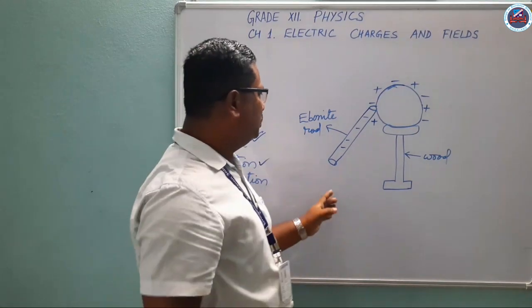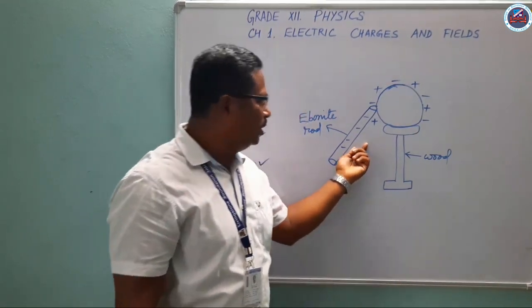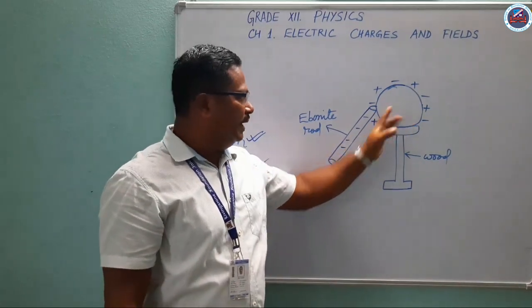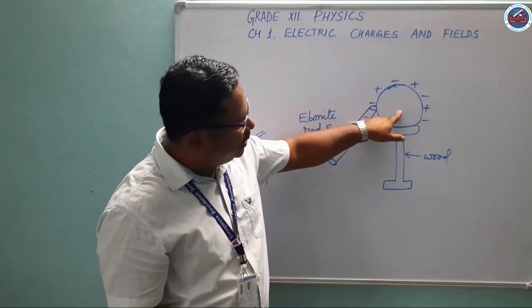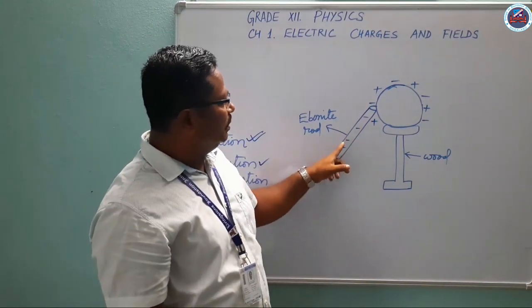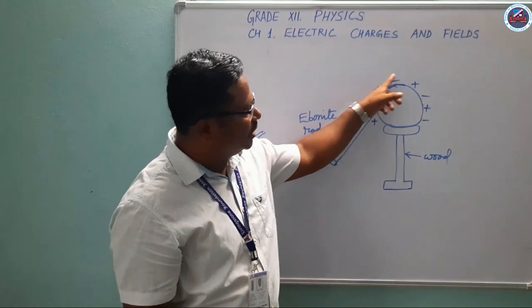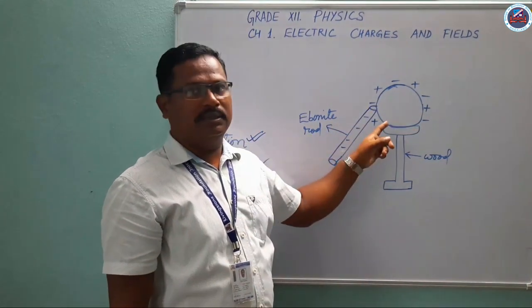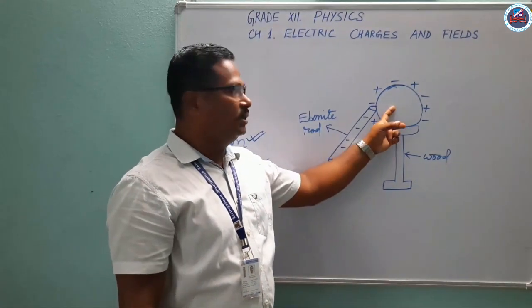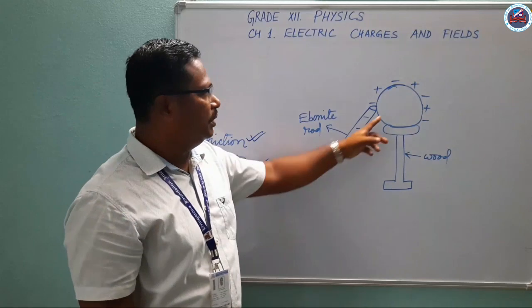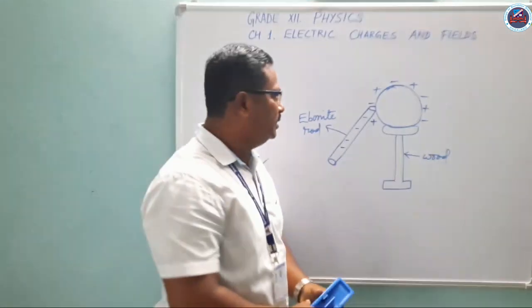Then the moment you keep the ebonite rod, the negatively charged rod, to this body, then this body will get influenced by the ebonite rod, and the number of negative charges, if you look now, dominates the positive charges. So automatically the body will gain electrons from the ebonite rod, and the body will get negatively charged.